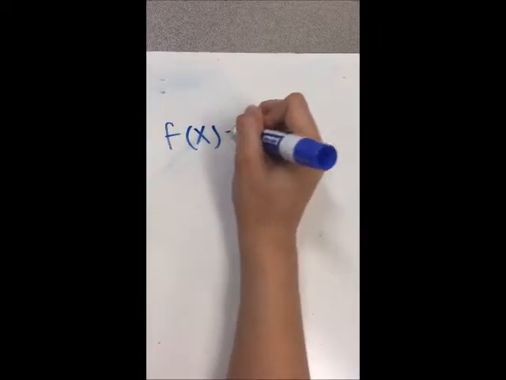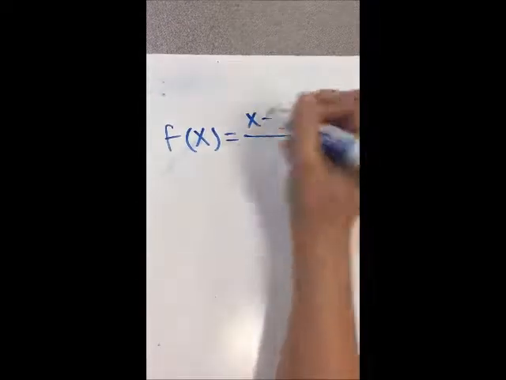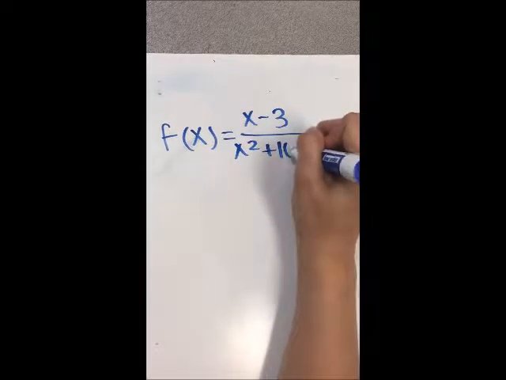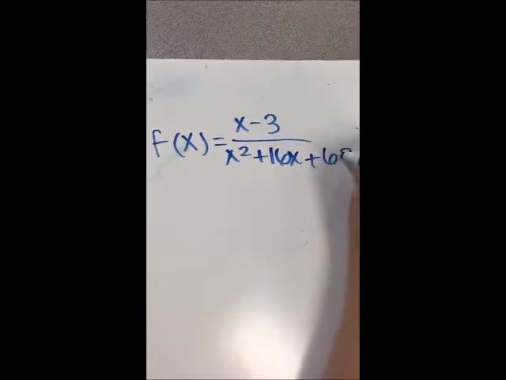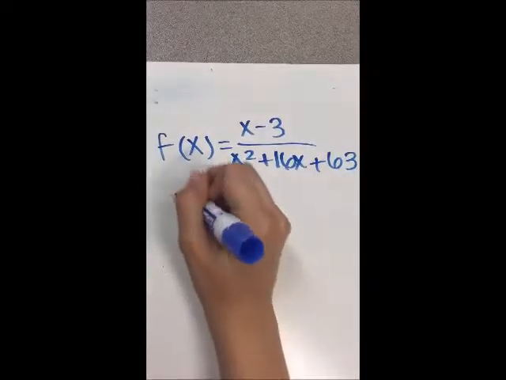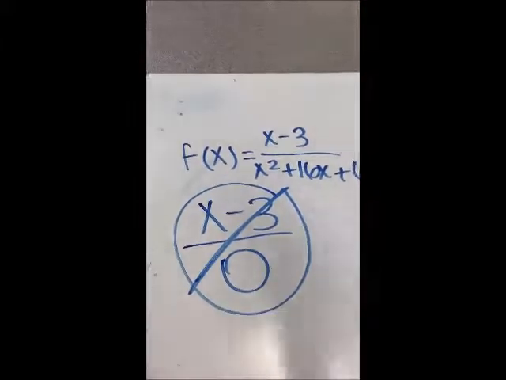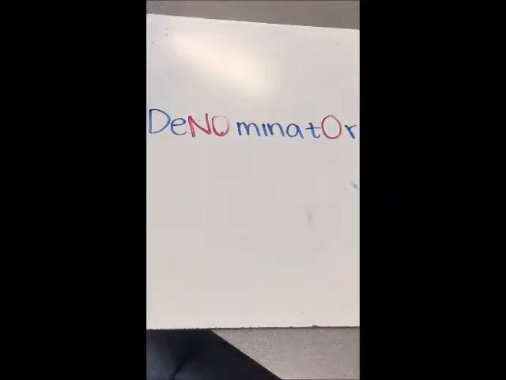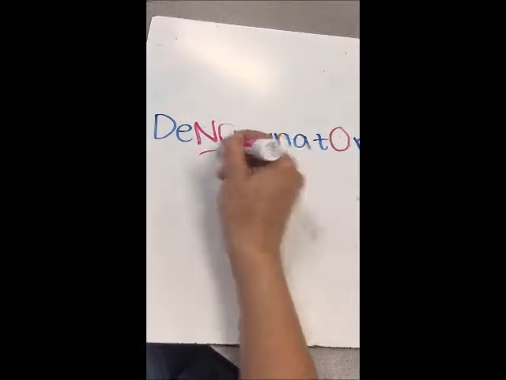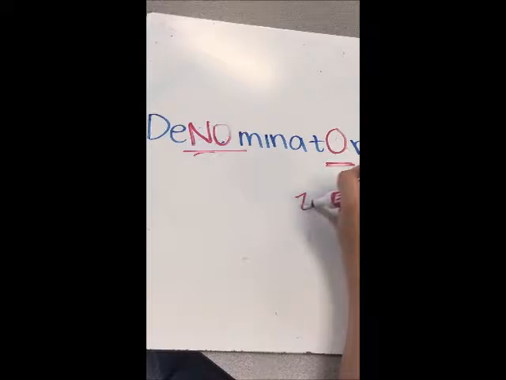f(x) = (x - 3) / (x^2 + 16x + 63). The denominator equals 0, and 0 can't be in the denominator. You can remember it like this: denominator equals no 0.